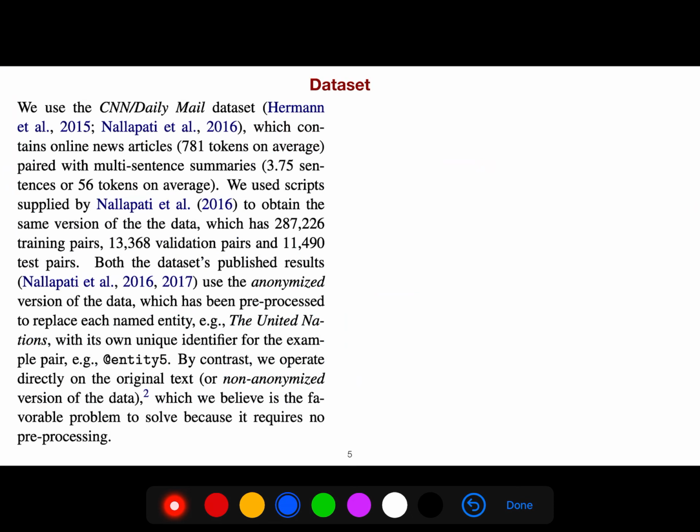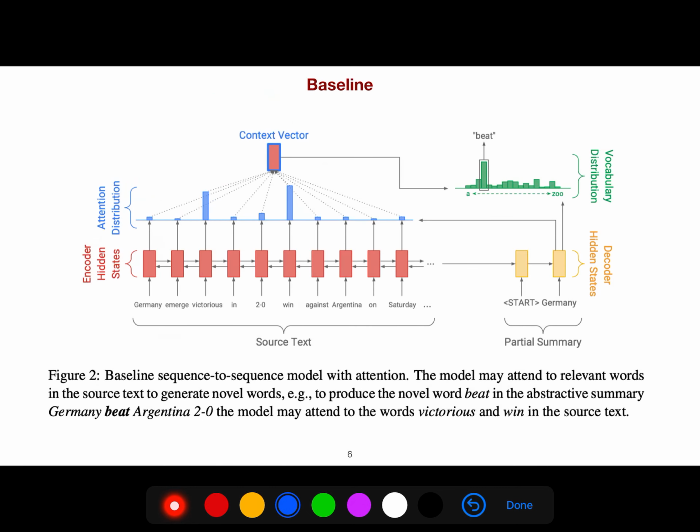And the data set is the CNN Daily Mail data set, which we can download. It's an interesting data set. And so this is the baseline. This is what you already know, because it's just an encoder and decoder. The source is coming in, Germany emerged victorious, and the summarization is here.